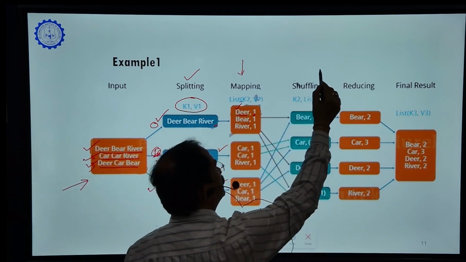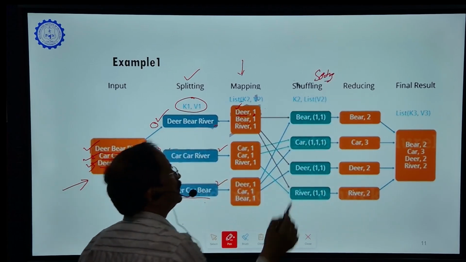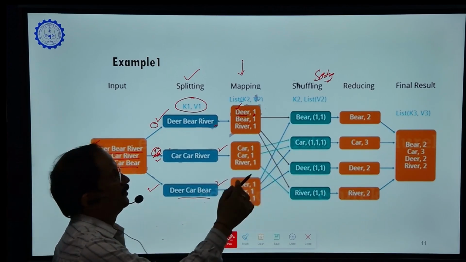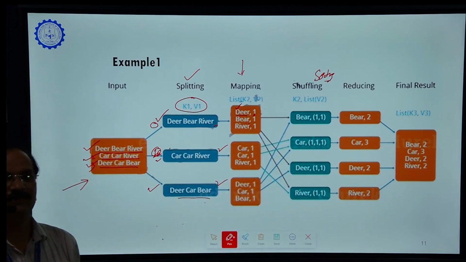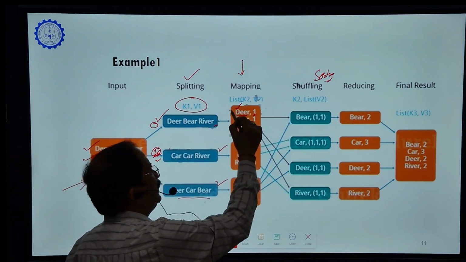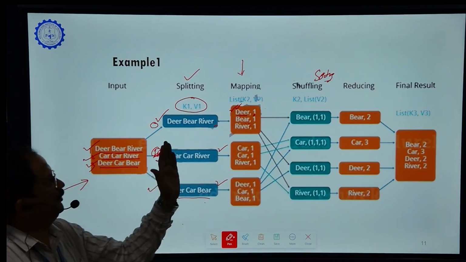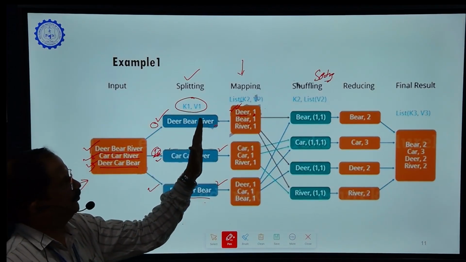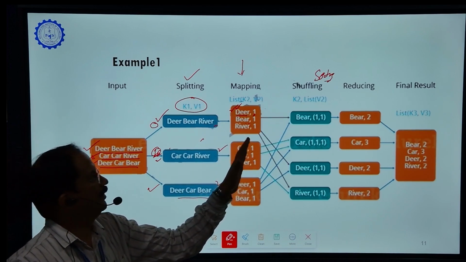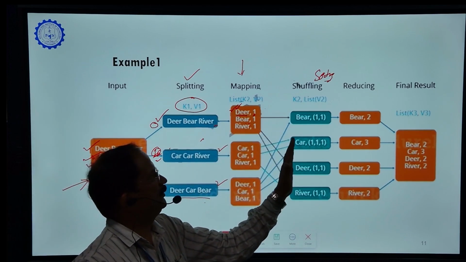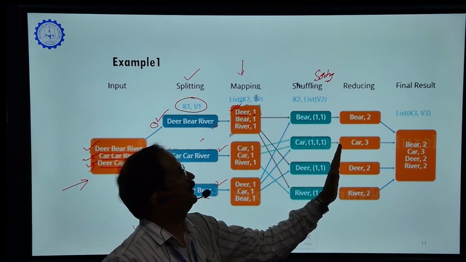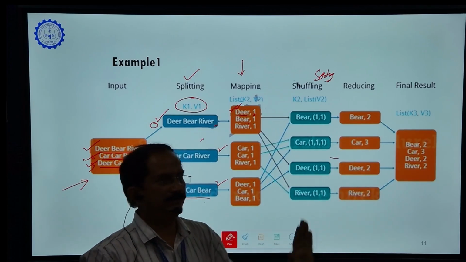Here sorting is also needed: shuffling and sorting. Now the shuffling again creates a key value list. We know that whatever the output of the mapping is the input to the shuffling or the sorting, and whatever the output of the shuffling and sorting will be the input to the reduce.